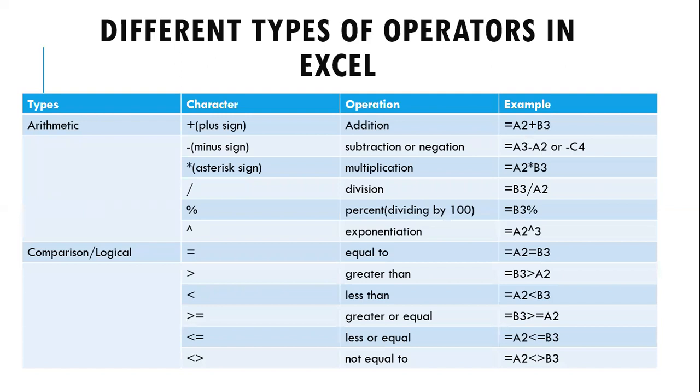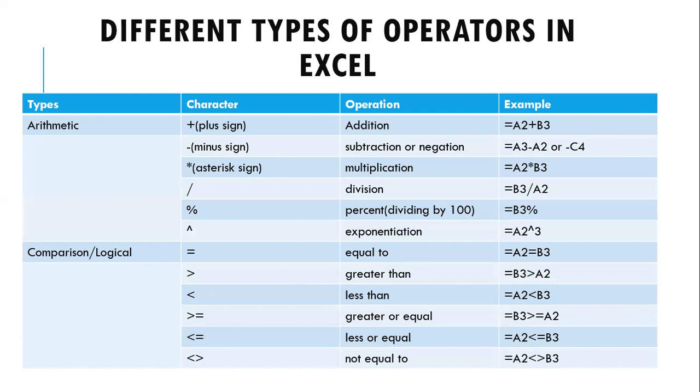As examples, the first one is the arithmetic. The characters that can be used: plus sign, minus, asterisk sign, maybe a slash for division, percentage, and exponentiation. So you can perform various operations according to the signs, maybe addition, subtraction, multiplication, division, percentage that is dividing by 100, then also exponentiation. So you can set all these in your MS Excel.